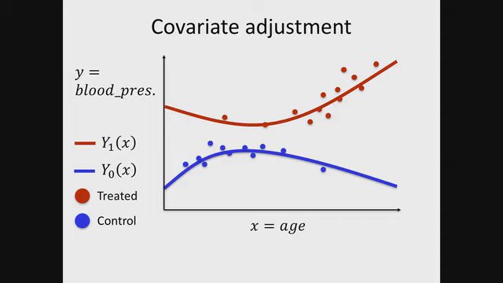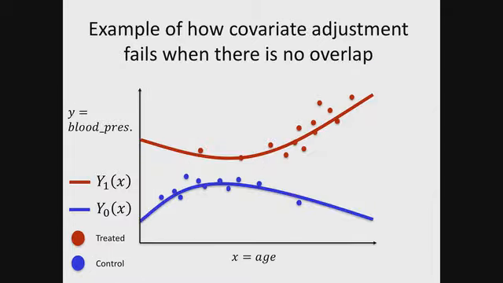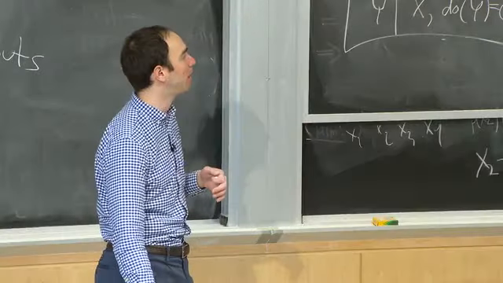So let's look at some pictures. Now what we're using is that function f in order to impute those counterfactuals. And now we have those observed, and we can actually compute the CATEs, and averaging over those, you can estimate now the average treatment effect.